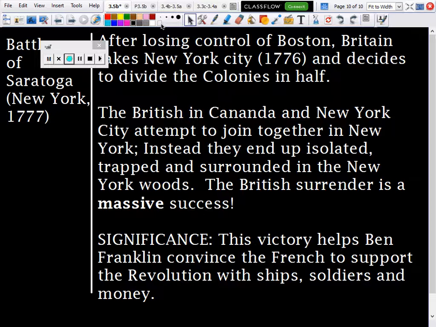But this one's a big deal because it helps Ben Franklin convince the French to support the revolution. And the colonists just didn't have the navy, the extra soldiers, supplies, and money needed to keep this war going for years and years and years. But England's old enemy, France, is more than happy to see England struggling to keep her colonies in line, especially after France lost their colonies in the French and Indian War. So this conflict in Europe between France and England is coming into play in New York in the American Revolution.